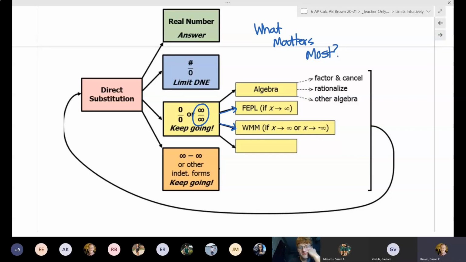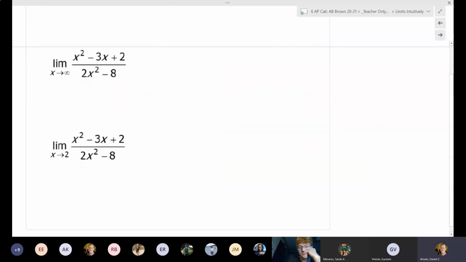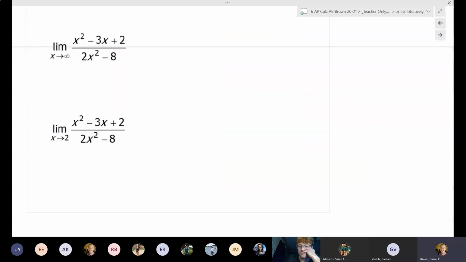So to give you an example with what matters most, let's forget about e and natural log and crazy functions. Let's go back and deal with rational expressions. I have two of them on here. I have one as x goes to infinity, and I have another one as x goes to 2. I chose the same function for a reason, but looking at both of those, which one of those do you already know how to do? The second one.